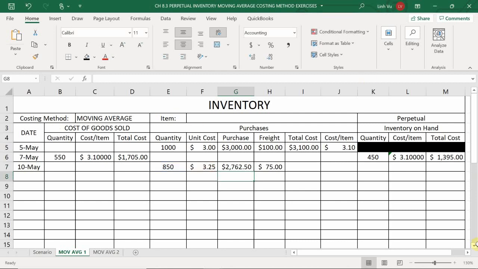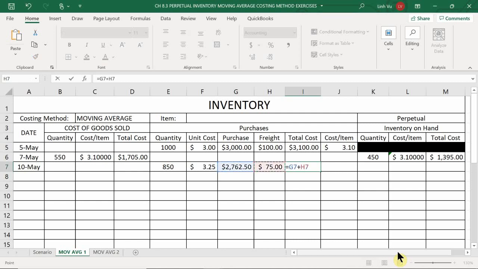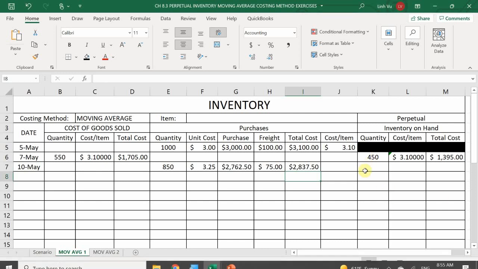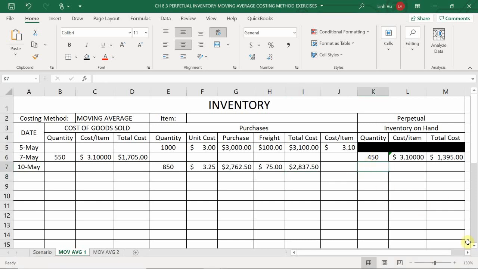$2,762.50. Okay, good. Plus my freight of 75. $2,837.50. Okay. So then now I have my new purchase of inventory. What I'm going to do here is I'm going to add this to my 450 that I have available, right? So 450 plus 850 is going to give me a total of 1,300 items.